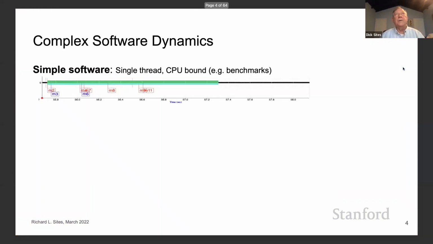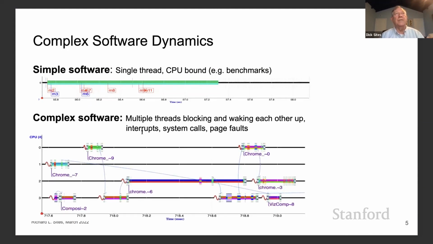So here's a picture of simple software. This is just a timeline running on one CPU for a few seconds. The program starts over here on the edge. It runs solid CPU bound for a few seconds, and it stops. It has a few loops that are marked here. This is what I mean by complex software.